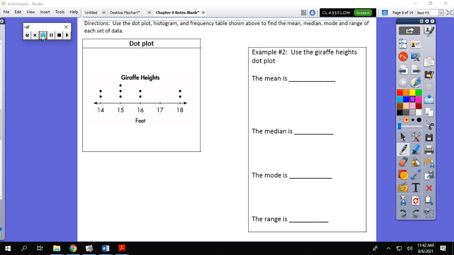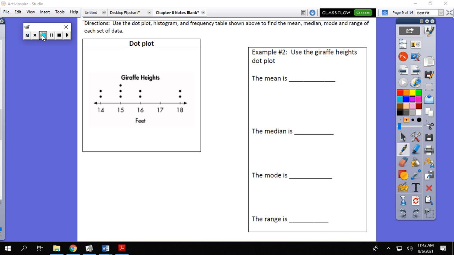We could use a dot plot, a histogram, a frequency table, a box and whisker plot, a stem and leaf plot. There's a lot of different visual representations that we could see. So we're going to talk about several of those in this video, not all, but several of those, and what we can and cannot do with them based on the idea of prepping for the SAT.